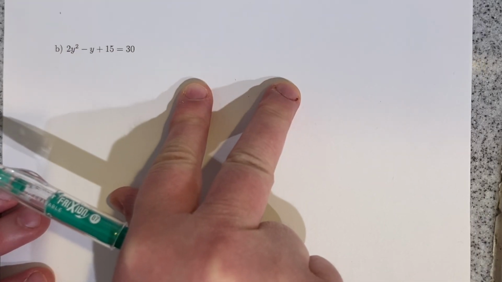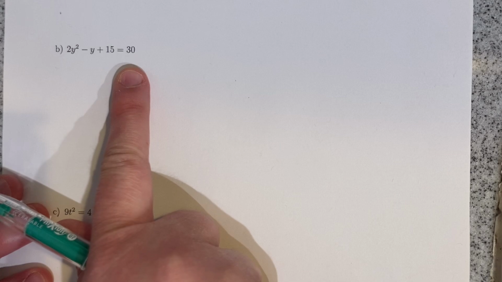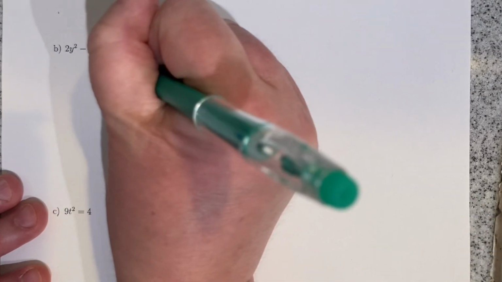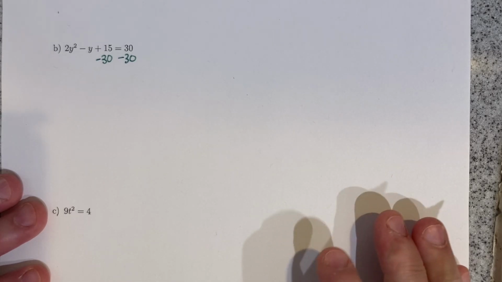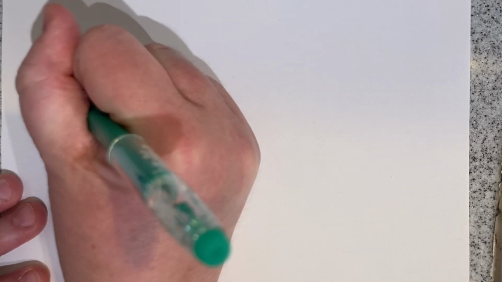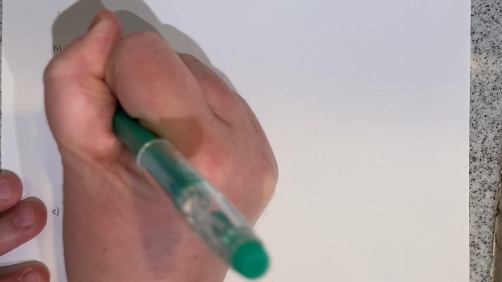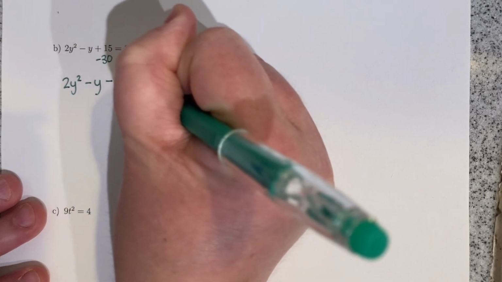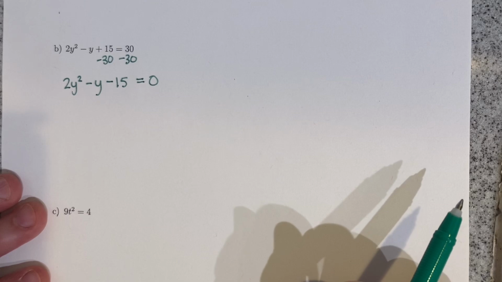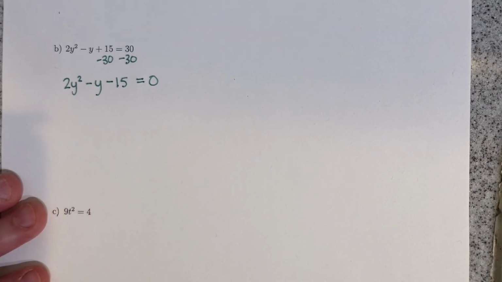Let's try this next one though. First up, I don't have equal 0. So first up is definitely subtract 30. We have to have equal 0. What we get after we subtract 30 is 2y squared minus y minus 15 equals 0. It's an AC method, y'all.